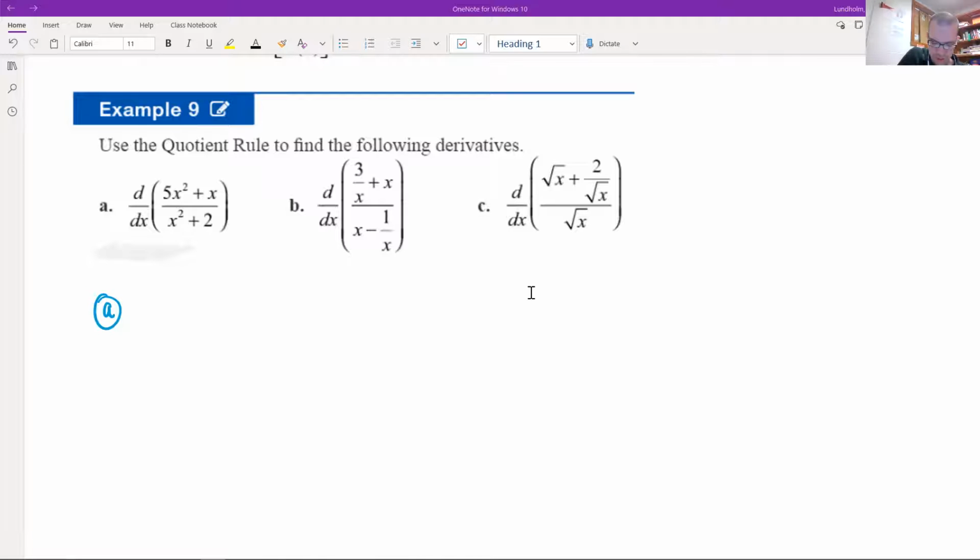But yeah, remembering that, we would label the top function as f and the bottom function as g. The derivative of that would be the derivative of f times g minus f times the derivative of g, all over g times g on the bottom.